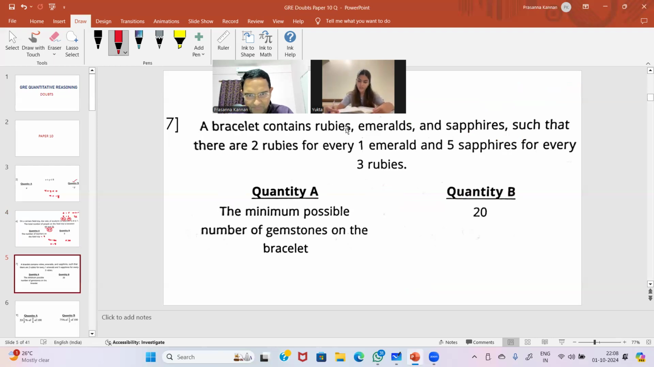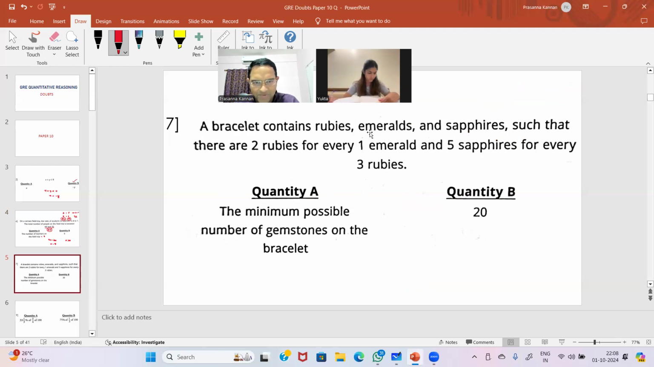Yes. The next one. Was this your doubt, Yukta? No, this was Udipan's probably. But I had explained it to him. Oh, is it? Okay. So, what did you do, Yukta?